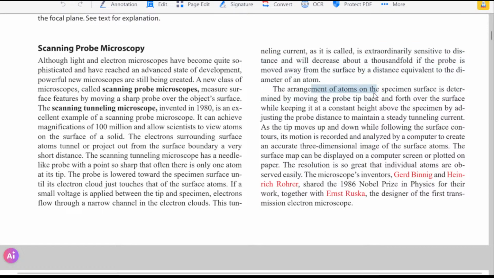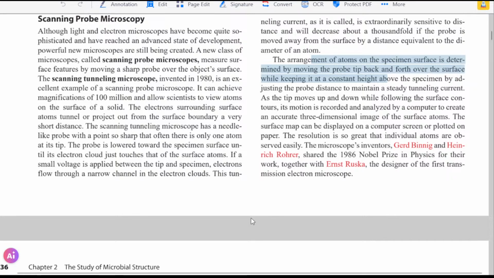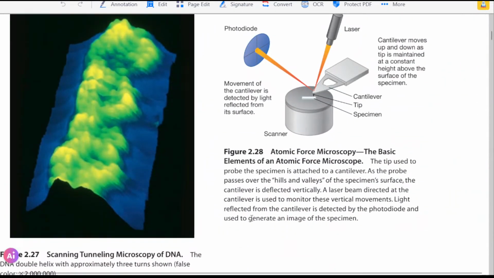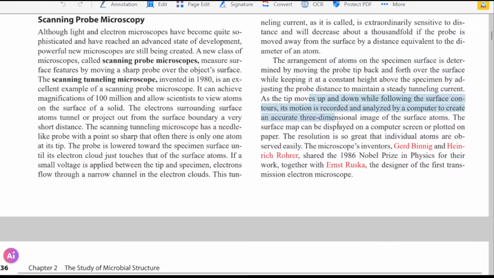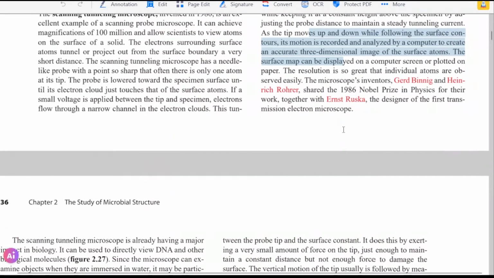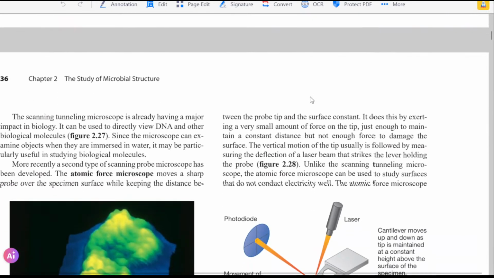Now, the arrangement of atoms on the specimen is determined by moving the probe tip back and forth over the surface, and the up and down of the tip is done because, as it is said, it is sensitive to the distance, so it moves up and down to the area where there is a dent and where there is a mountain type of rising area. So the tip does move up and down, but only in a restricted area because it doesn't want to go beyond that distance. It will ruin everything. And the computer analyzes that image, and the three-dimensional image of that is formed. In 1986, it was developed by Gerd Binnig and Heinrich Rohrer.